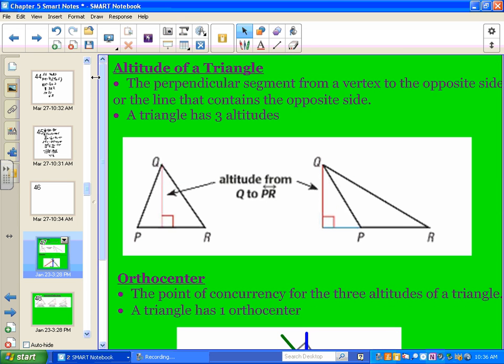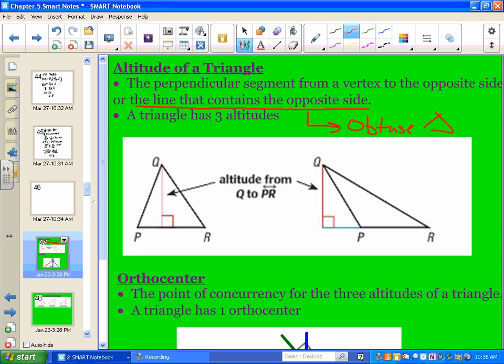And today what I want to start with is looking at the location of the orthocenter, and I want to talk about what it means by this part right here, the line that contains the opposite side. That second part of that definition, where it says the perpendicular segment from a vertex to the opposite side, or the line that contains the opposite side, that portion of it deals with the obtuse triangle. And I'll show you in 1 second how and why it deals with the obtuse triangle.